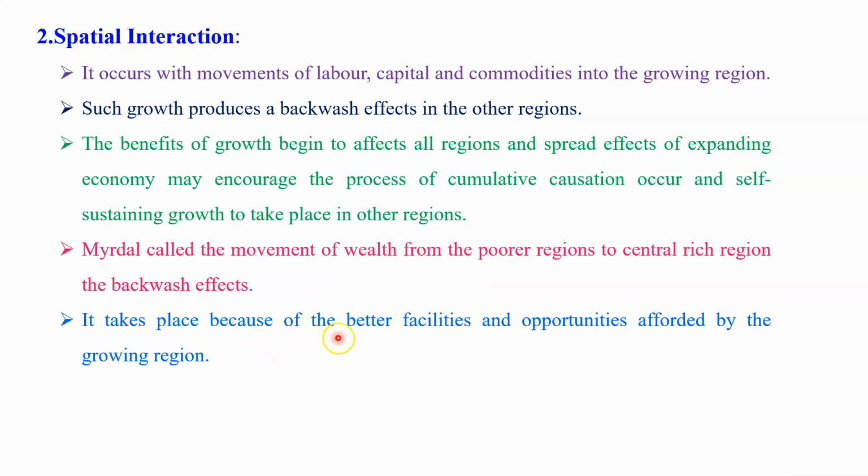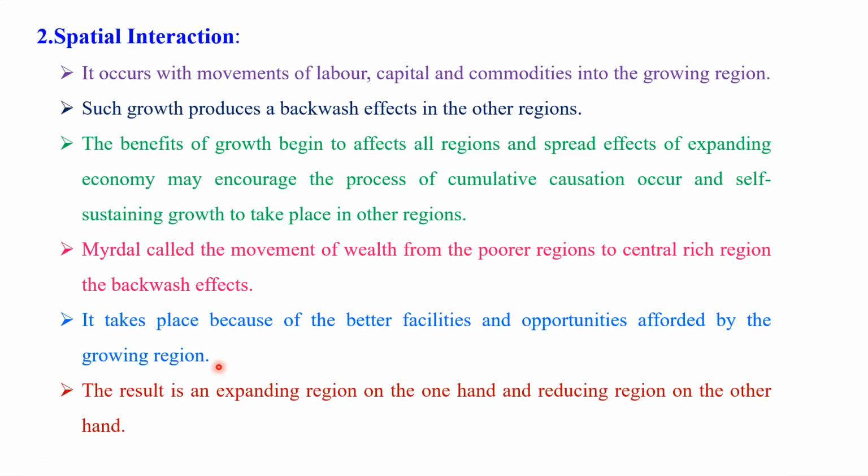It takes place because of the better facility and opportunity afforded by the growing region. Means in this case we discuss the region A. So in region A, due to the continuous expansion of the economic activity in that area, there are better facilities and opportunities afforded by this growing region, and therefore not only does labor get the job, but people would like to invest money there, and all this impacts the economic development. The process is rapidly growing in that region, and that region also impacts the nearby region. Slowly that region is also going to expand with respect to the economic activity and the economic development in that region. The result is an expanding region on one hand and a reducing region on the other hand.